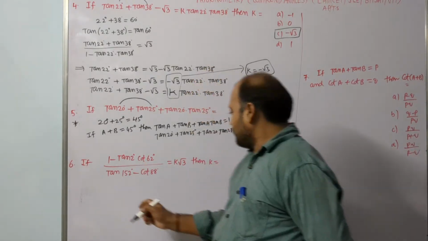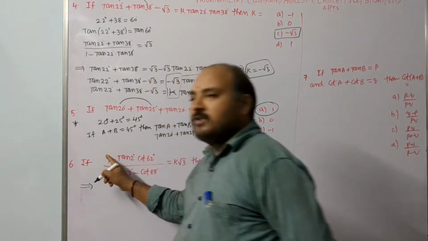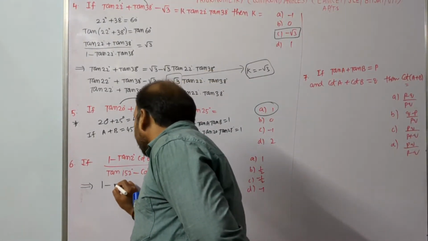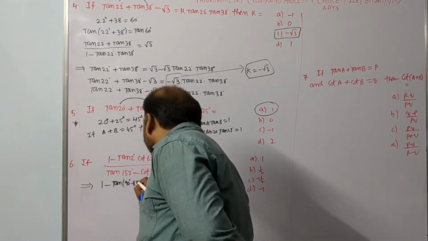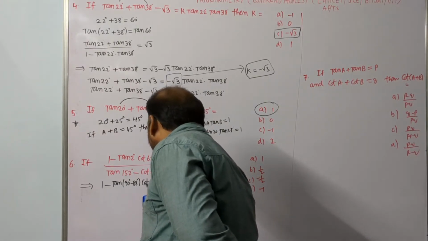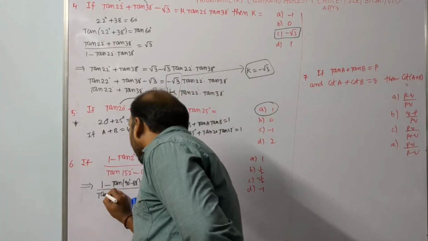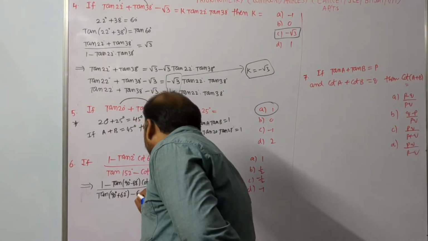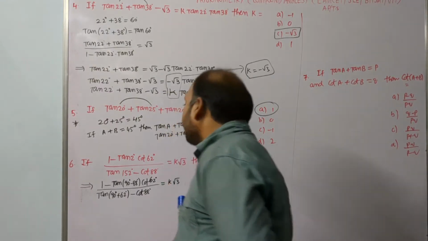Now come to this question. Here they are asking to find the k value. Whenever 1 is there, compulsorily it will be either cot of A plus B or cot of A minus B. So 1 minus tan 2 can be written as tan of 90 minus 88, cot 62 degrees by tan 152, which can be written as tan of 90 plus 62, minus cot 88 is equal to k root 3.